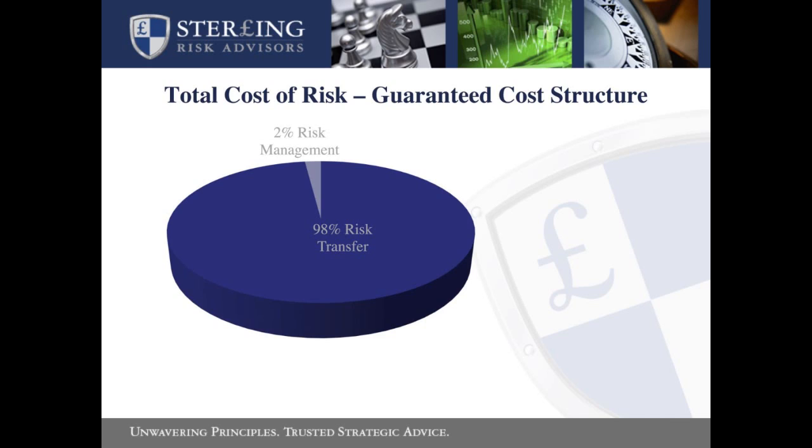In a more traditional structure of buying insurance, just use this as a benchmark. 98% is risk transfer, and 2% is risk management. And risk management would be anything, including the time that you spend on your insurance renewal, meeting with loss control representatives of companies, etc.